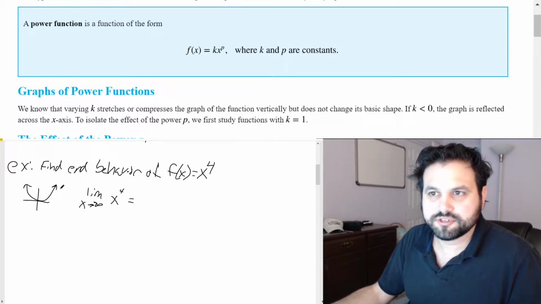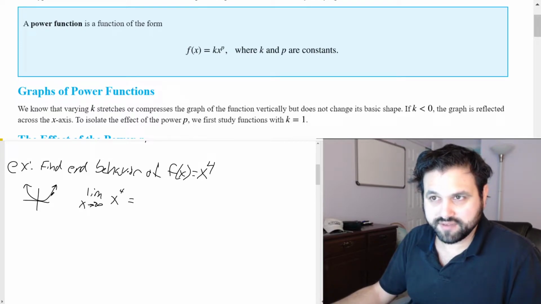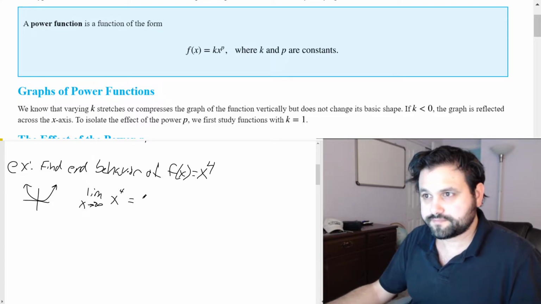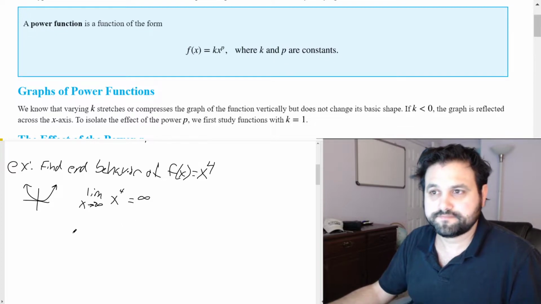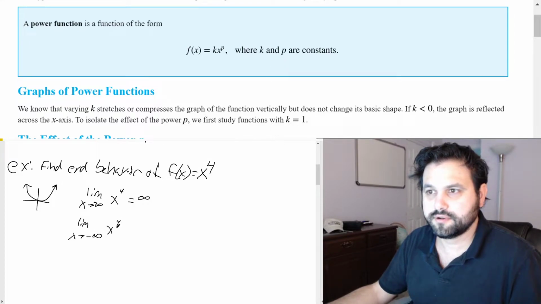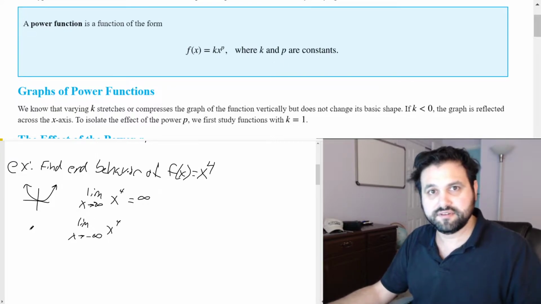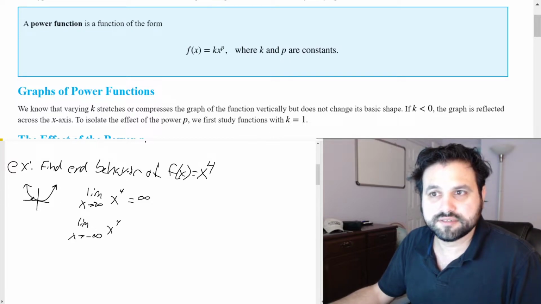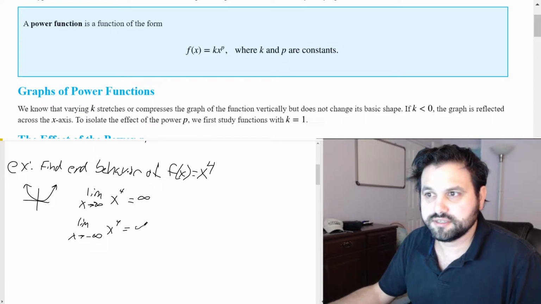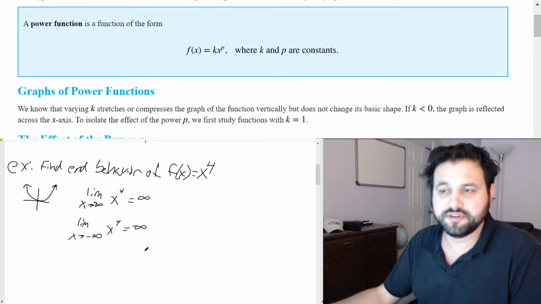So as x approaches infinity, as we go to the right, what happens to this graph? Well, the y values go up to infinity. So the limit as x approaches infinity of x to the 4 is equal to infinity. And the limit as x approaches negative infinity of x to the 4, well, as we go to the left, what happens to the function? It goes to positive infinity still. So that limit is equal to infinity as well. Okay?